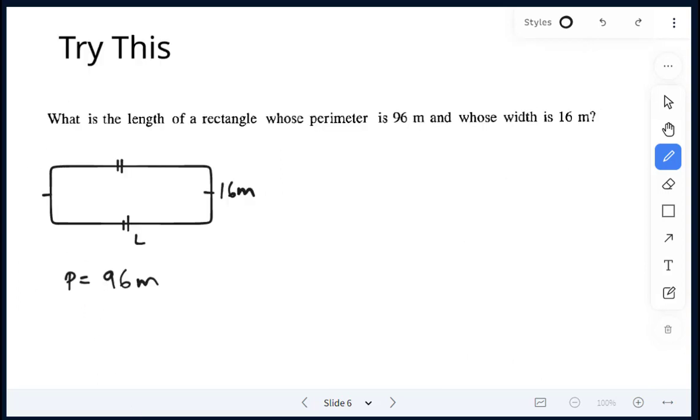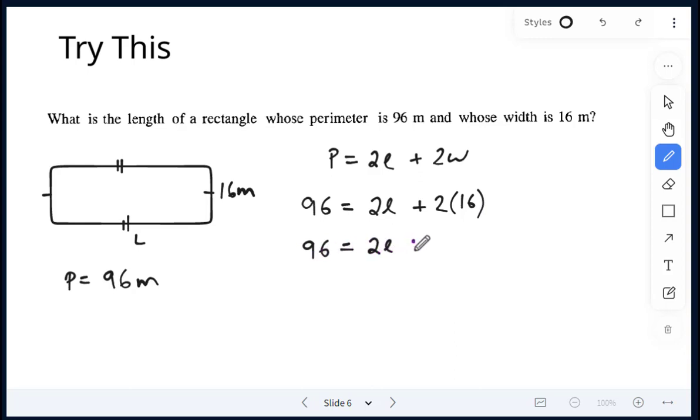Okay, so for this example, we have to figure out the length. We are given perimeter and we are given width. All right, so perimeter is 2L plus 2W. We're given perimeter 96. Length is what we need to find. Width is given to us. It is 16. All right, so 96 is equal to 2L plus 2 times 16 here, which is 32.